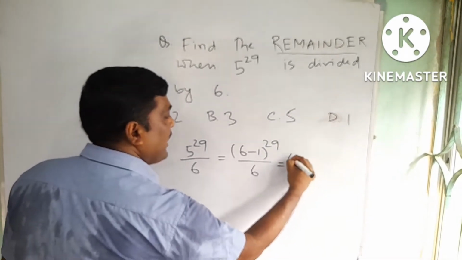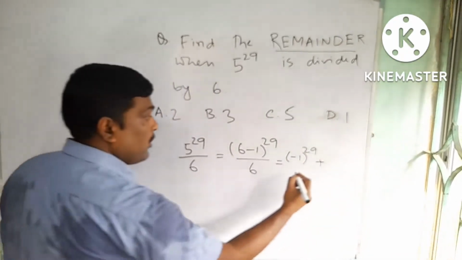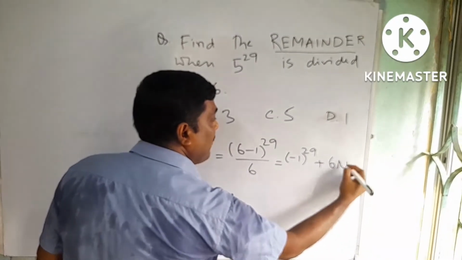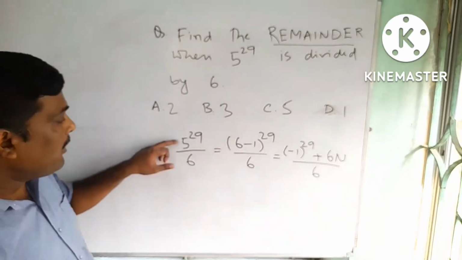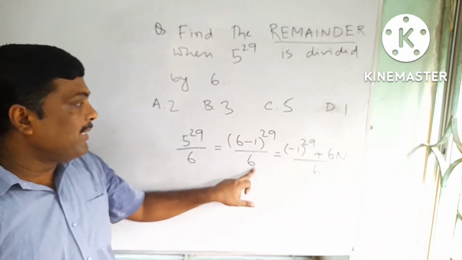That is (-1)^29 plus 6 into some natural number capital N, divided by 6. So 5 can be written as 6 minus 1. So (6 - 1)^29 divided by 6.